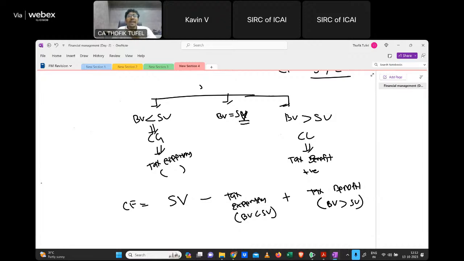If it is not equal, then a tax adjustment, plus or minus, you have to put based on the book value. How to find out the book value? Book value, you know, right? Cost minus depreciation. Okay, cost minus depreciation.